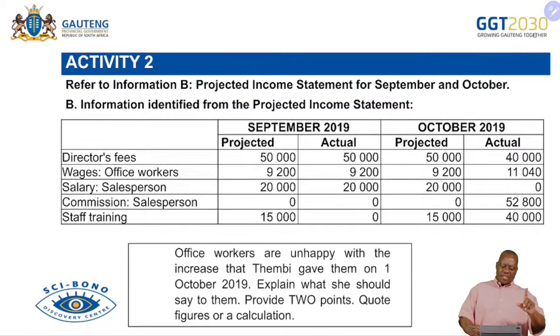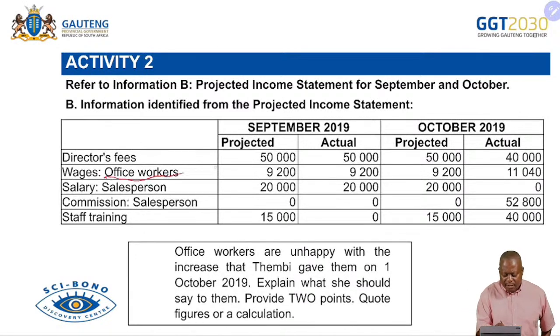They're saying office workers are unhappy with the increase that Thembi gave them on 1 October 2019. Explain what she should say to them. Provide 2 points and quote figures or calculations. Let's check here. These are the office workers. In October, they have even been paid more than budgeted.